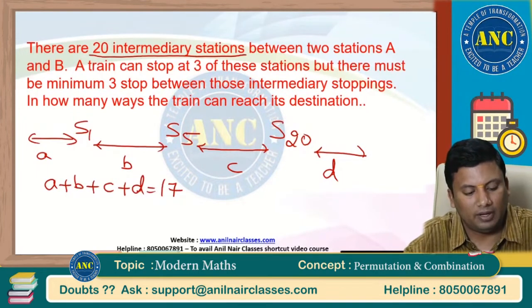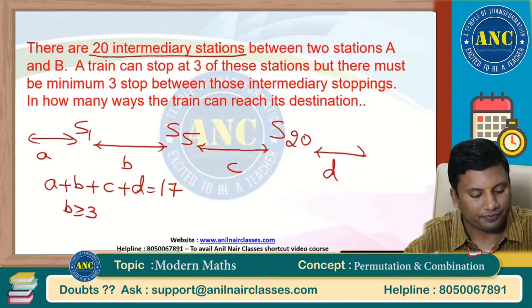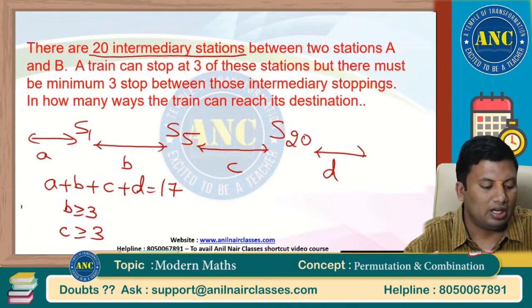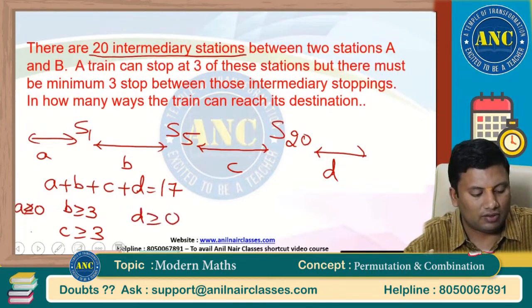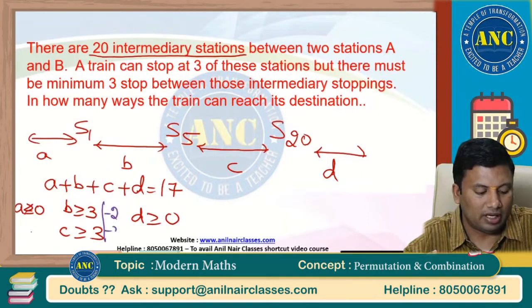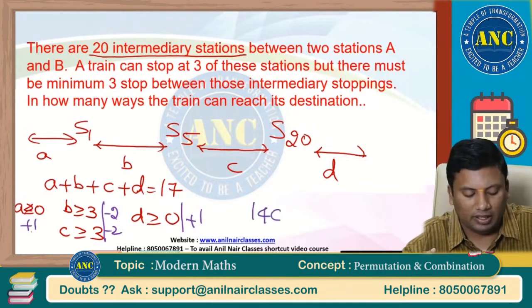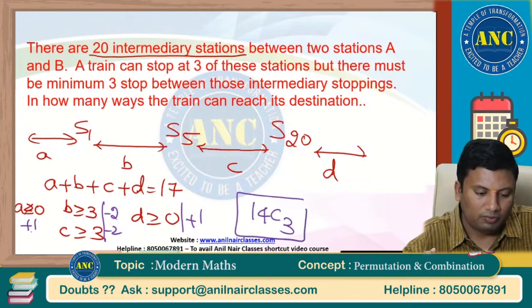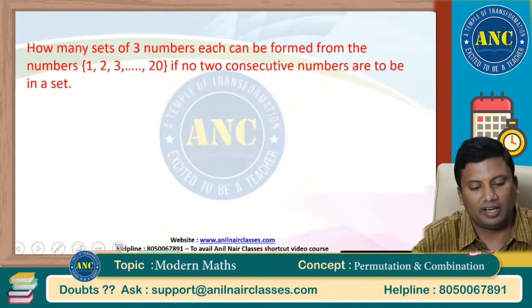There must be minimum 3 stops. B is greater than or equivalent to 3. C is also 3. A could be the first station. A will be 0. D will be 0. So what will be the answer? 3 means it is minus 2, minus 2. It is plus 1 and it is plus 1. So minus 2. It is nothing but 14C3. I hope the idea is clear. 14C3. These are all very, very easy questions.